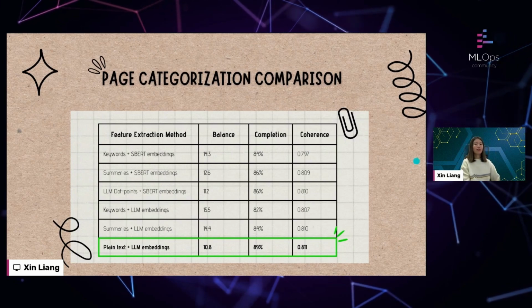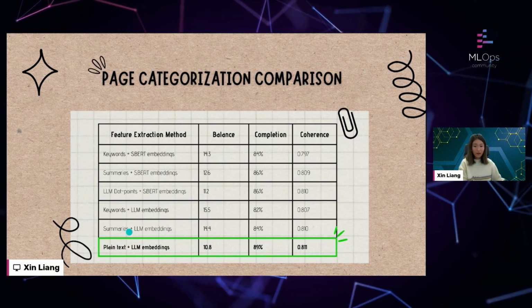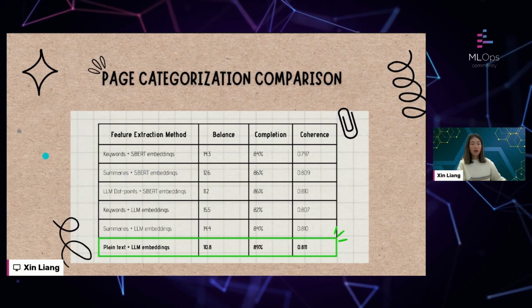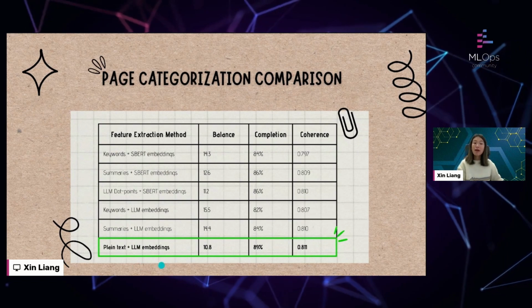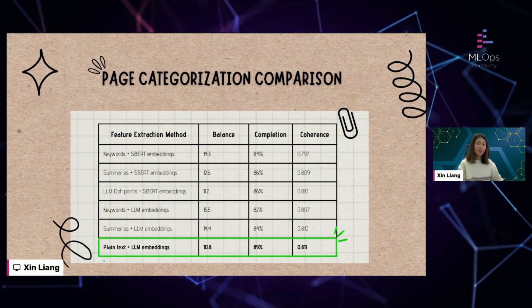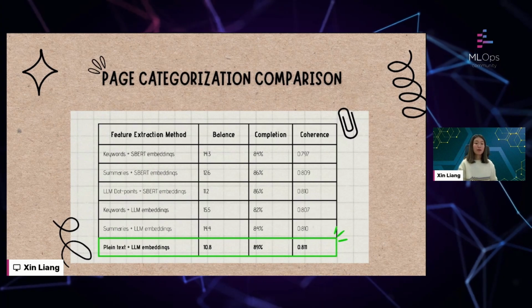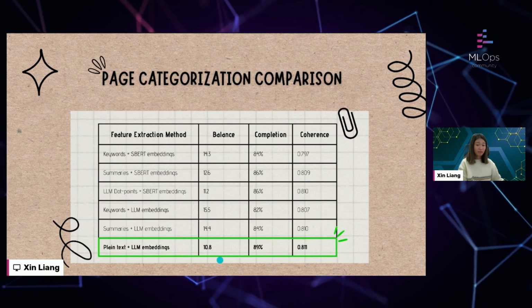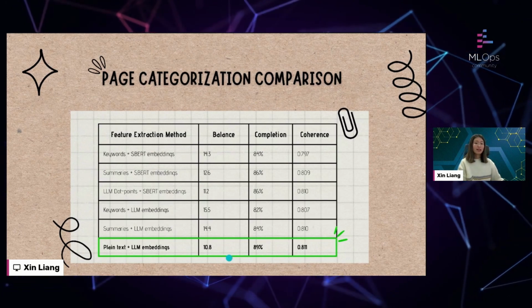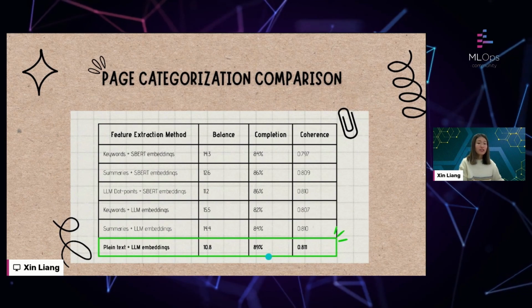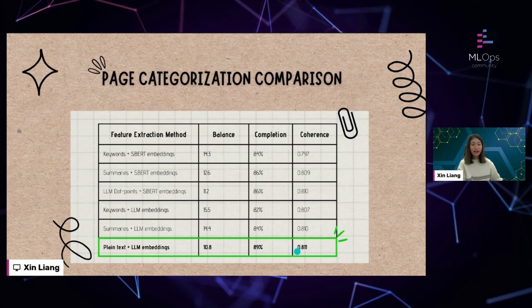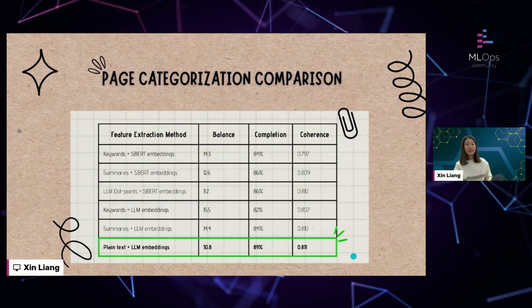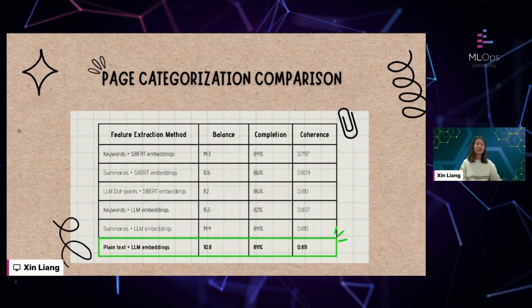So we experimented with all these different methods and combinations with the embeddings, and it turns out that LLM embeddings on plain page text without any text feature transformation gives the best outcome. It achieves the most balanced grouping, and it grouped 89% of the pages in the relevant categories, which is the highest among all the other methods. And you can see here it also achieves the highest coherence score among other feature extraction methods.